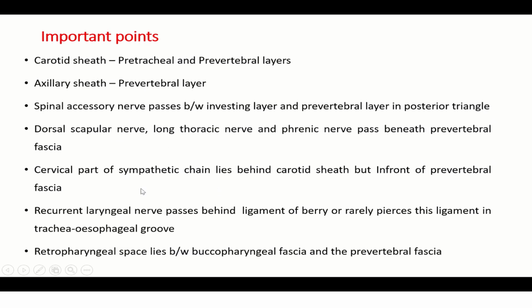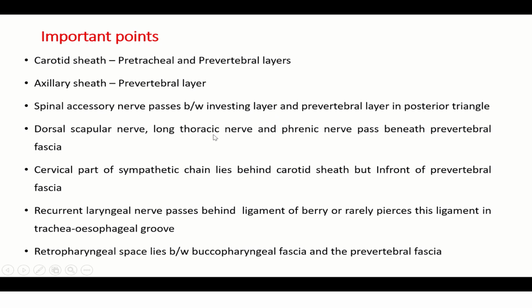Now, important points after discussing these three layers: the investing layer, prevertebral layer and pretracheal layer. If you observe the carotid sheath as I showed in the diagram, it is formed by the pretracheal layer and prevertebral layer. The axillary sheath is formed by the prevertebral layer. The spinal accessory nerve passes between the investing layer, that is the roof of the posterior triangle, and the prevertebral layer, that is the floor of the posterior triangle.